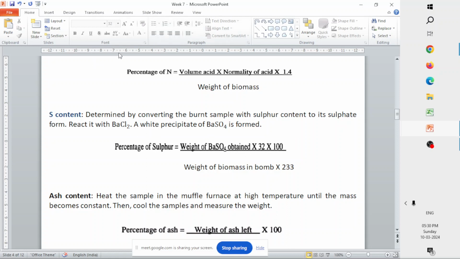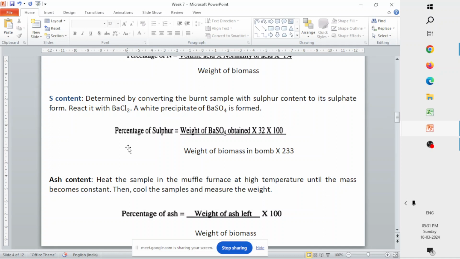Similar to what you have seen in finding the percentage of carbon as well as the hydrogen, here you take BaSO4, whose molecular weight is 233, and sulfur's molecular weight is 32. You just need to do the cross multiplication that we did previously while finding the percentage of carbon and hydrogen, and then you get your percentage of sulfur. Then you move on towards finding out the ash content.